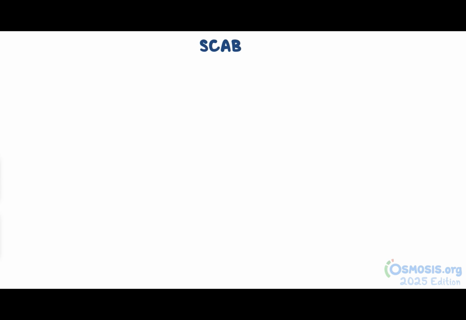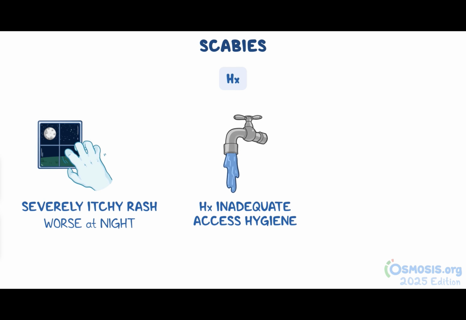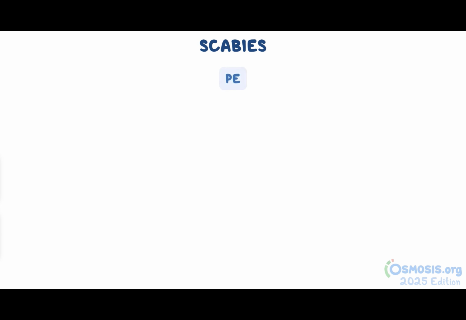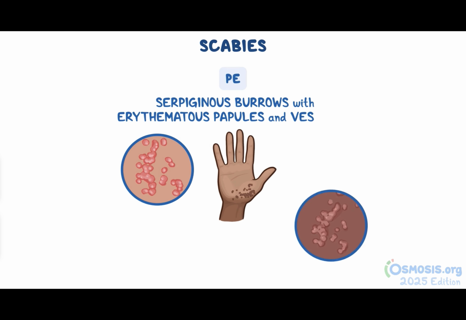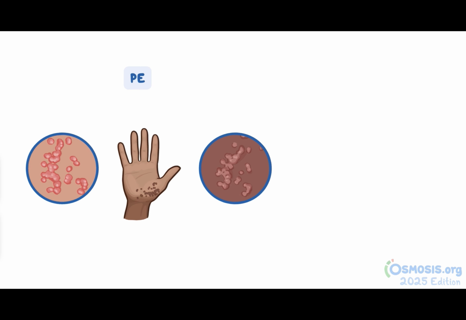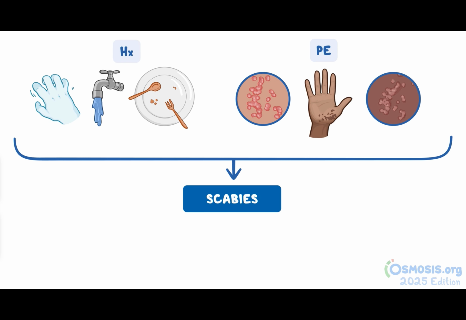Let's move on to scabies. These patients report a severely itchy rash that's worse at night, and they may have a history of inadequate access to hygiene or poor nutritional status. Physical exam will reveal serpiginous burrows with erythematous papules and vesicles, most commonly in the hands, feet, wrists, and elbows. With these findings, diagnose scabies. Here's a clinical pearl.